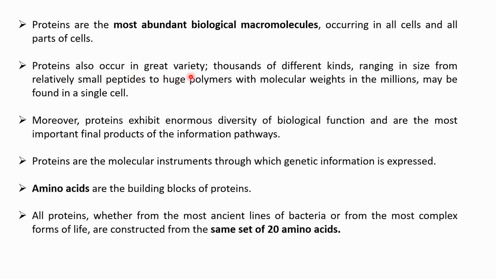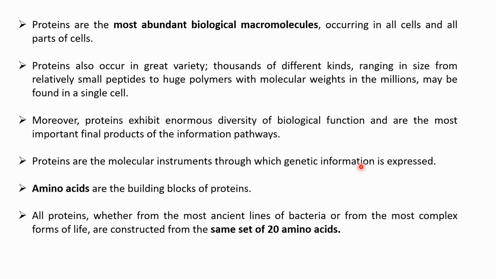Proteins also occur in great variety. Thousands of different kinds of proteins exist, ranging in size from relatively small peptides to huge polymers, and they vary in their molecular weights as well. Their molecular weight may be in the millions, and many kinds may be found in a single cell. Moreover, proteins exhibit enormous diversity of biological function, and they are the most important final products of information pathways. Most of the activities regulated in the cells of our body are regulated through different kinds of proteins. Proteins are the molecular instruments through which genetic information is expressed.